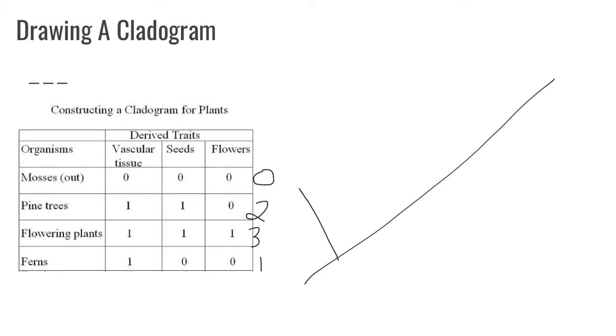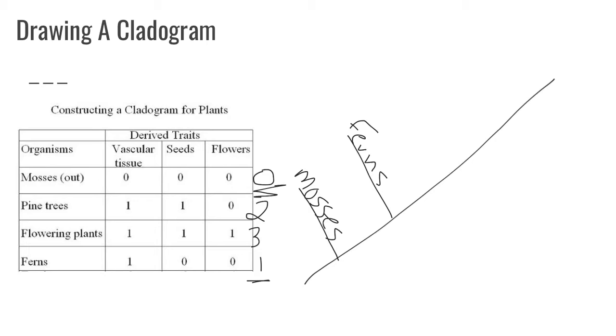So I'm going to make a little line, and then I'm going to poorly write down mosses because I'm doing this with my finger. And that represents the one that has no traits in common. Then the next one is going to be number 1 that I'm going to be putting on here, and that is going to be ferns. So I'm going to have a second line on here, and I'm going to write ferns.